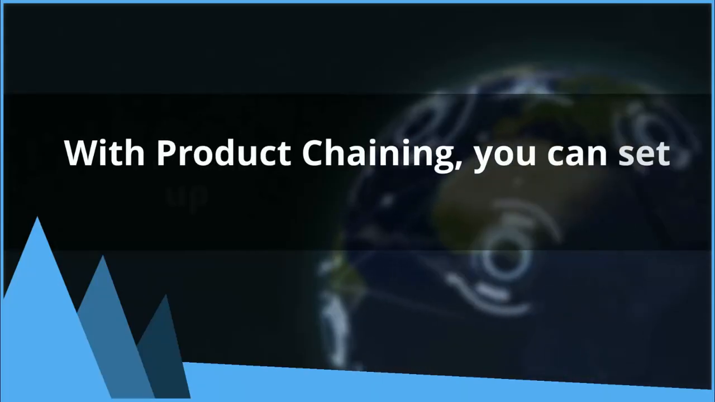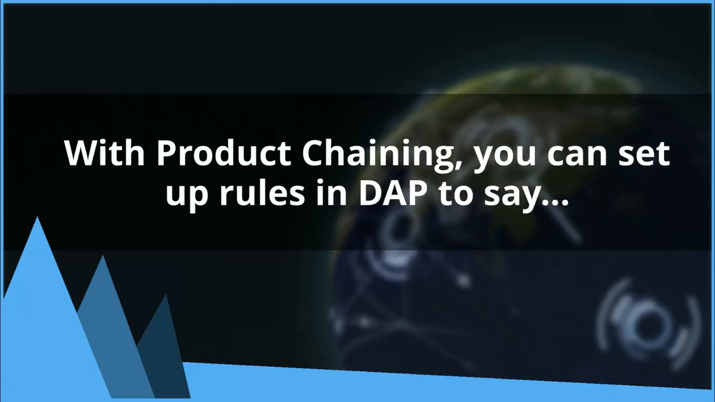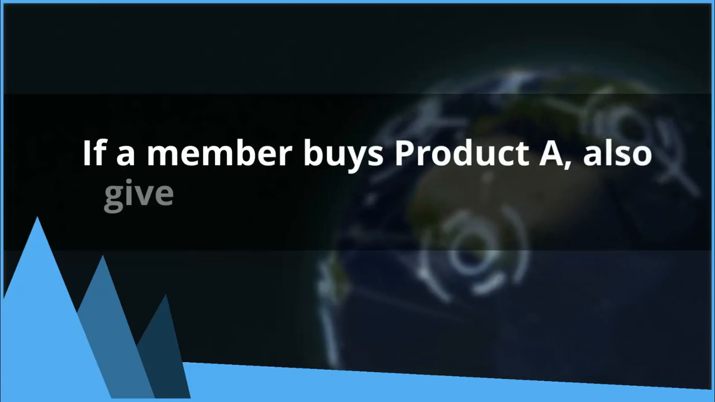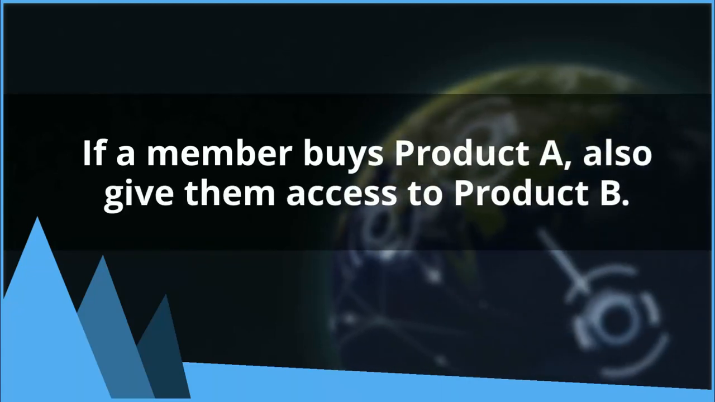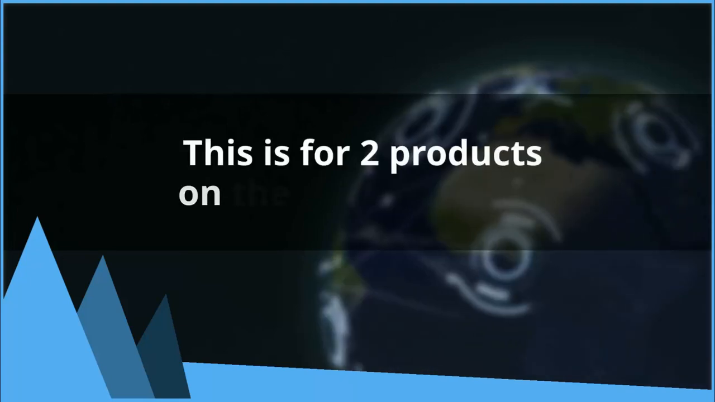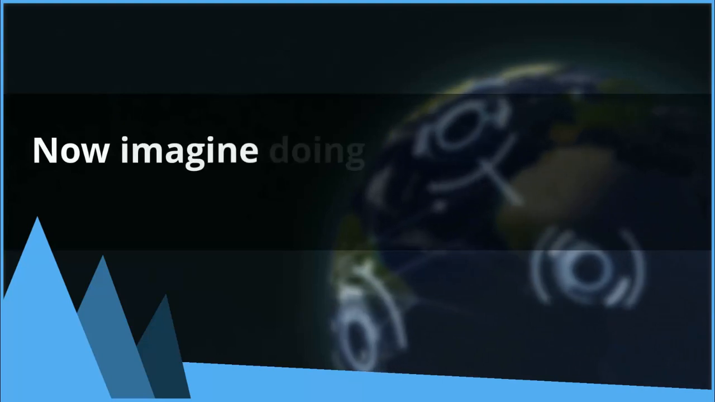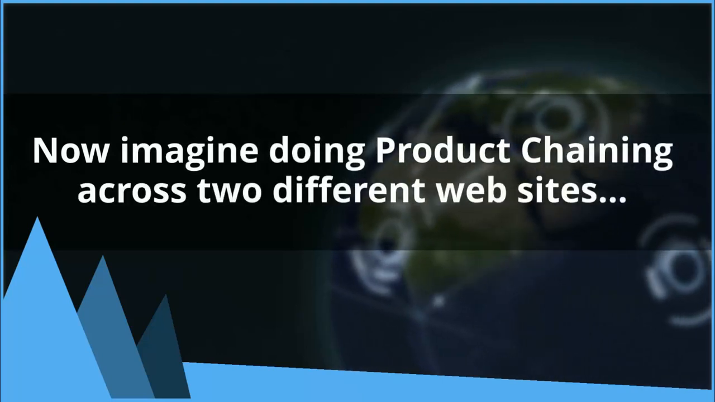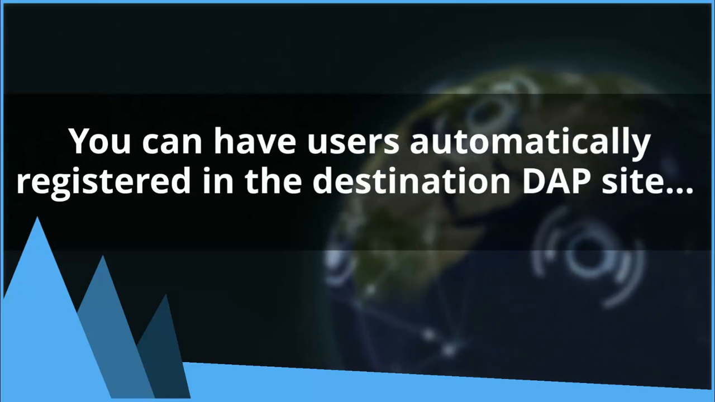Now, you probably already know what is product chaining in DAP. Using product chaining, you can set up rules in DAP to say if a user buys product A or if a user signs up for product A, also give them access to product B. Now, this is for two products on the same website. Now, imagine doing product chaining across two different websites. And this is exactly what you can do using DAP to DAP.